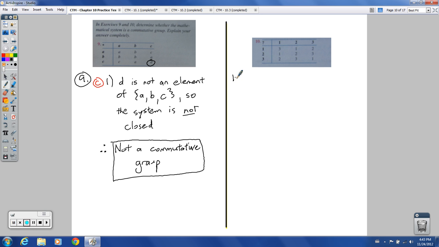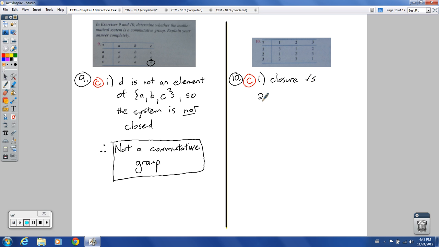Okay, so that one was pretty easy. We got away with an easy one there if we check carefully to make sure that the system is actually closed. So let's do the same thing, start with the same thing over here. Everything that's in here, 3, 2, and 1. I don't see any other elements, so that's good to go. Closure checks.